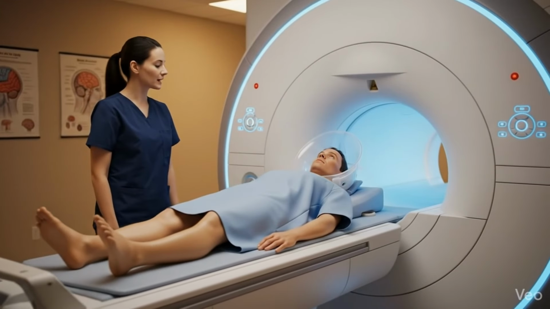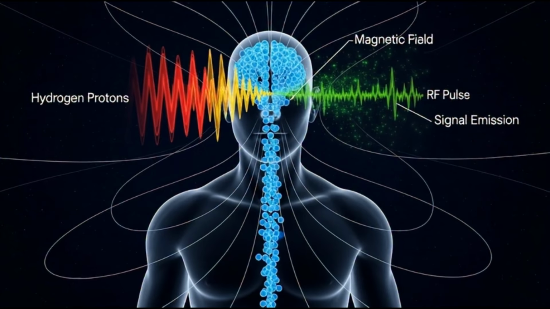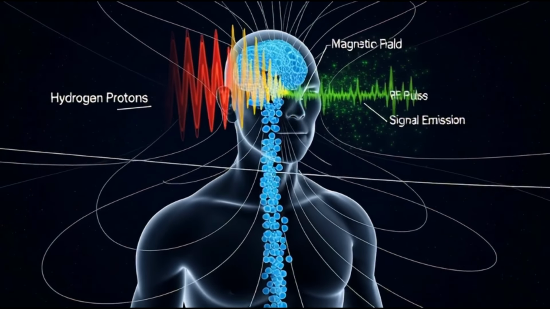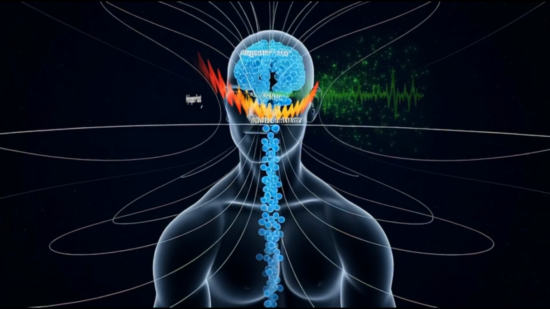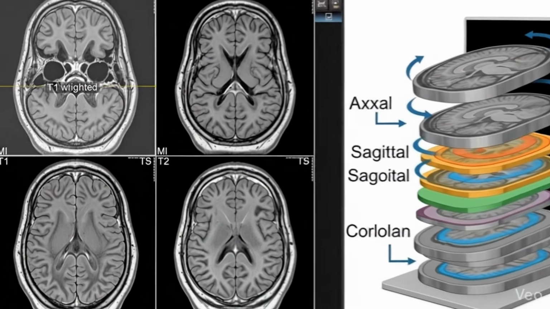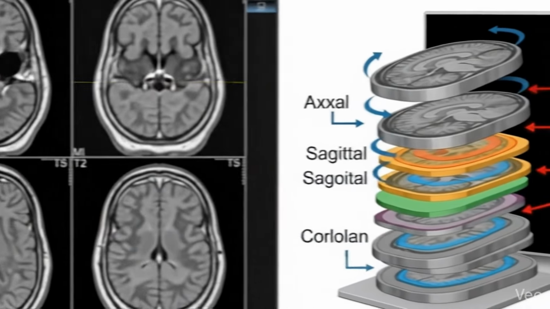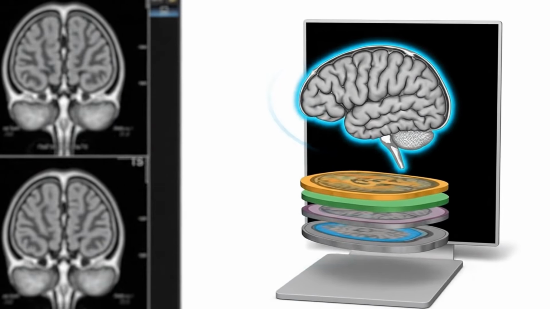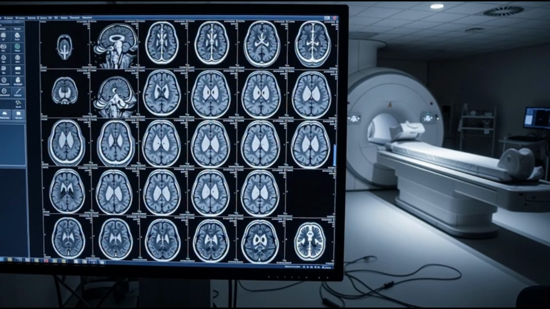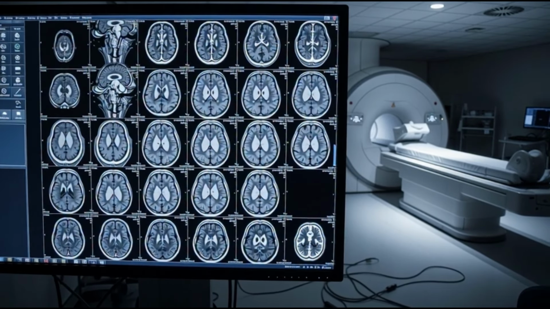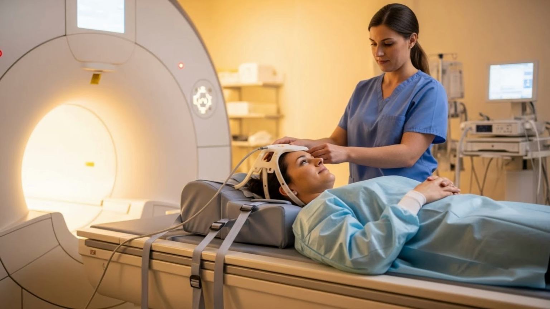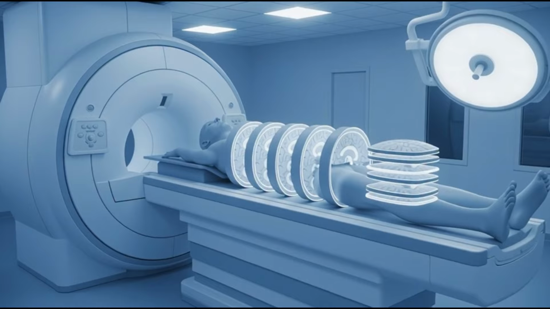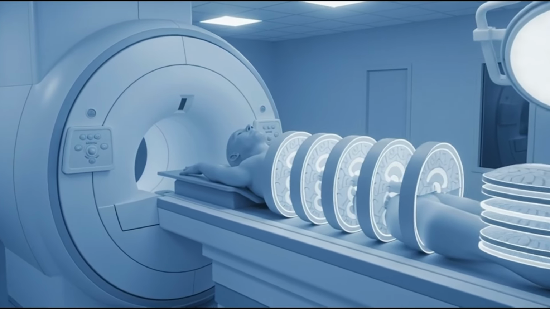The received signals are processed using advanced computer algorithms. MRI images are produced in different planes: axial, sagittal, and coronal, providing excellent anatomical detail. Different sequences, such as T1-weighted and T2-weighted images, help in identifying various tissues and pathologies. This makes MRI especially useful for soft tissue evaluation.